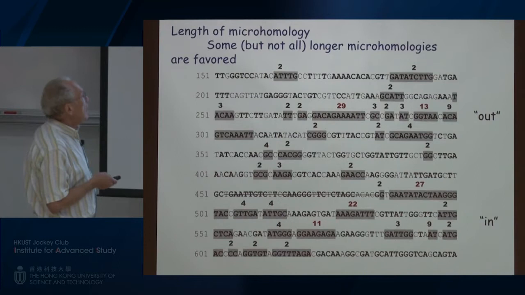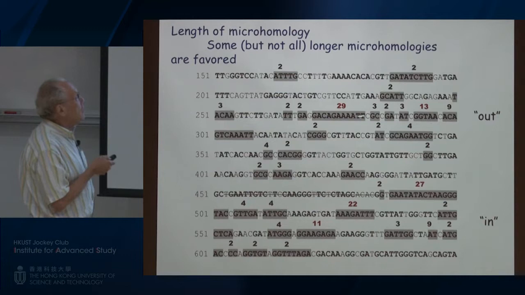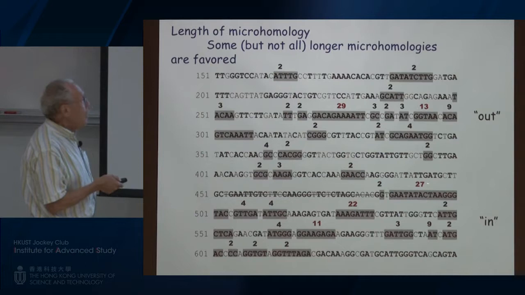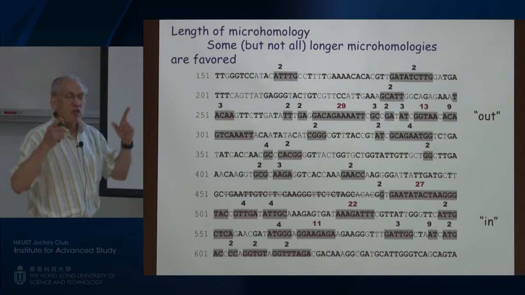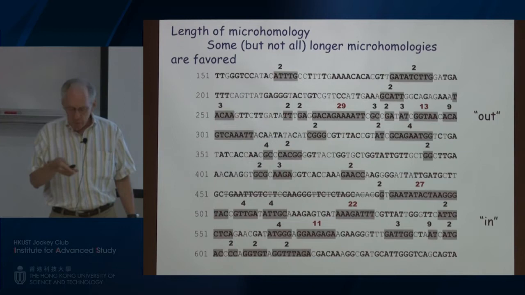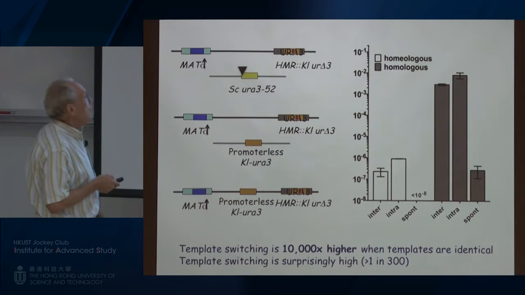And when we looked at all of them, indeed, some of the longest sequences of shared homology between URA3 of Saccharomyces and Flavomyces were used enormously frequently. But if you look through this, you'll discover that this sequence, which is as long as this sequence, is hardly used at all. So we don't understand all the rules. Bigger is not always better in this jump thing. And we have to figure out exactly what the rules for this jumping are.